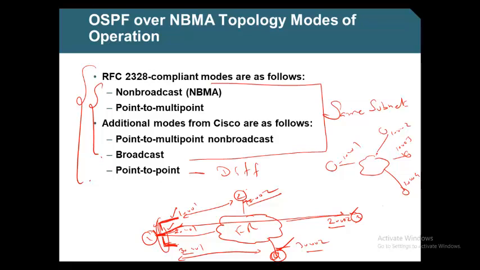First of all, it is not possible. If you do point to point in this scenario, it is not good because there will not be a DR BDR. Here, DR BDR is mandated to prevent duplicate updates and loops. So you cannot configure point to point when you have multiple routers in the same subnet.